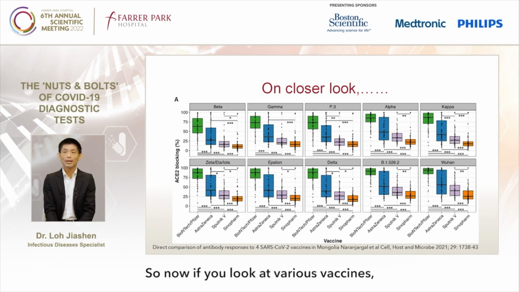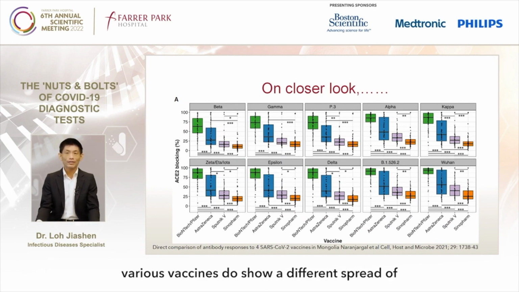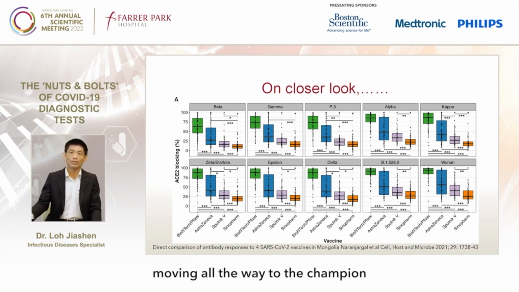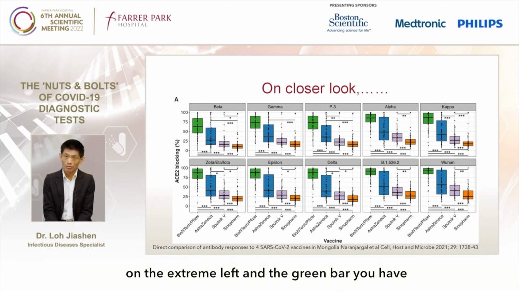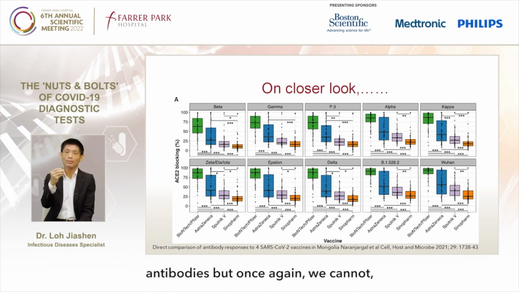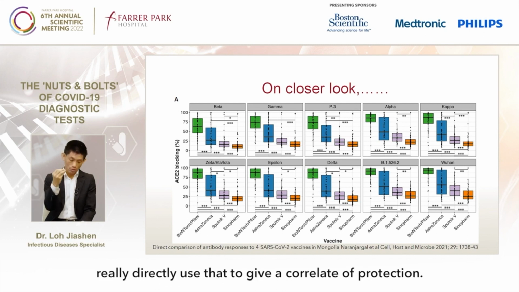Okay, and now if you look at the various vaccines, they do show a different spread of antibody levels. On the extreme right, you have Sinovac, moving all the way to the champion. On the extreme left, in the green bar, you have the mRNA vaccine, with extremely high levels of antibodies. But once again, we cannot really directly use that to give a correlate of protection.